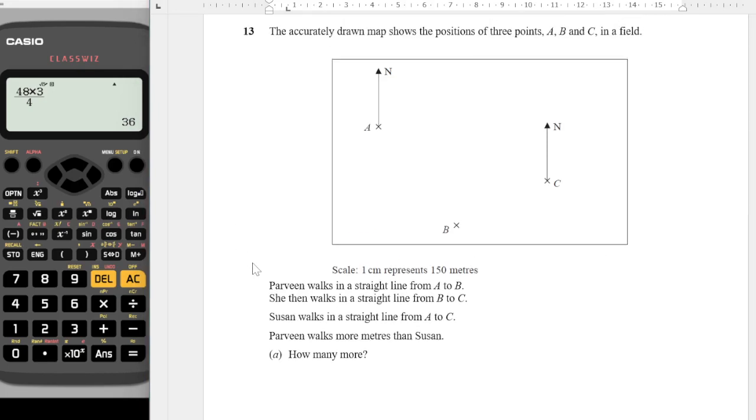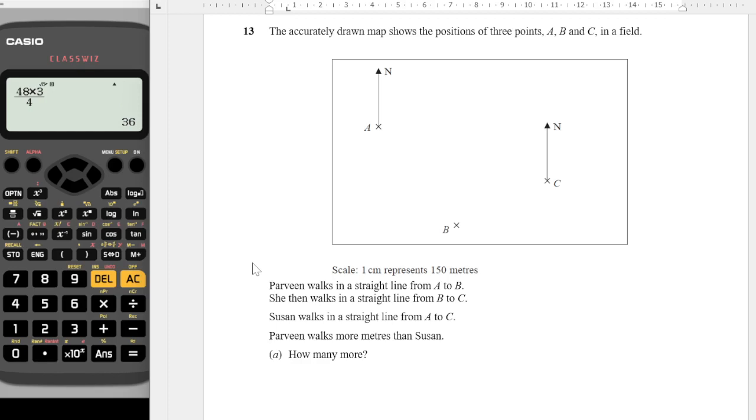Okay, question 13. The accurately drawn map shows the positions of 3 points A, B and C in a field. Parveen walks in a straight line from A to B. She then walks in a straight line B to C. Susan walks in a straight line from A to C. Parveen walks more meters than Susan. How many more meters? To save me having to convert into meters and then multiply, what I'm going to do is work out the difference in length in centimeters.